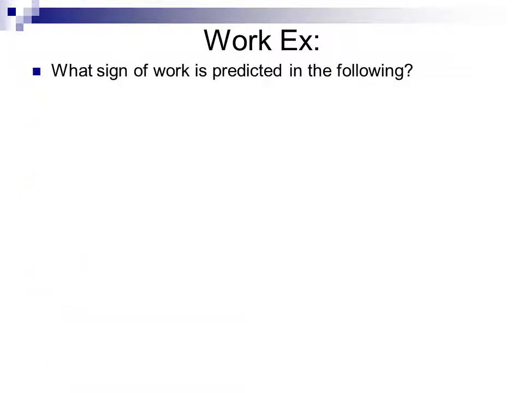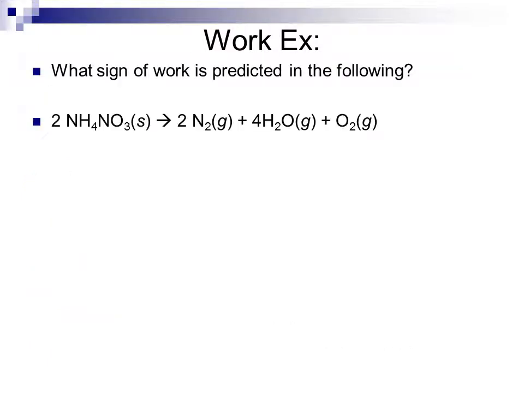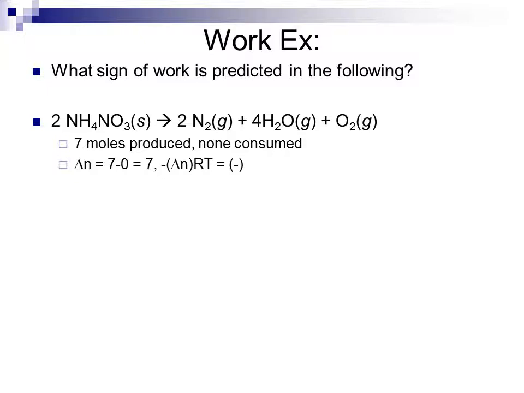As an example, what sign of work is predicted for each of the following equations? In this equation, there are no moles of gas on the left and 7 on the right. So 7 moles are produced and none are consumed. Thus, the change in the number of moles is 7 minus 0, or positive 7. Plugging that into our equation, we get a negative value.